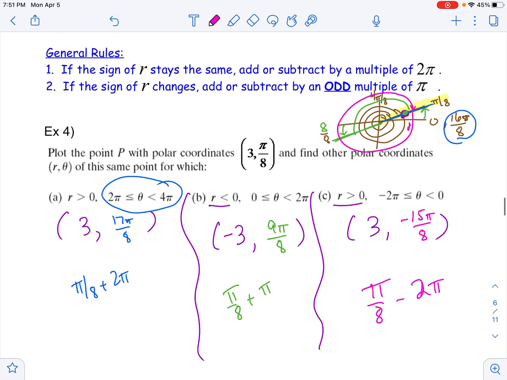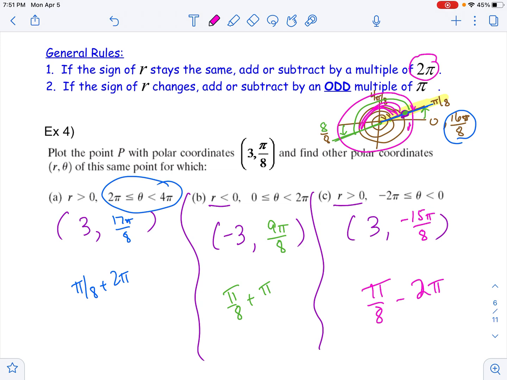Okay, so if you take a look at the general rules, if R stays the same, right? So if we want the R value not to change, we add or subtract a multiple of 2 pi because we want to end up on that same ray. But if the sign of R changes, we want to be on that opposite ray, so we just want to go a half circle, so we just add a multiple of pi.